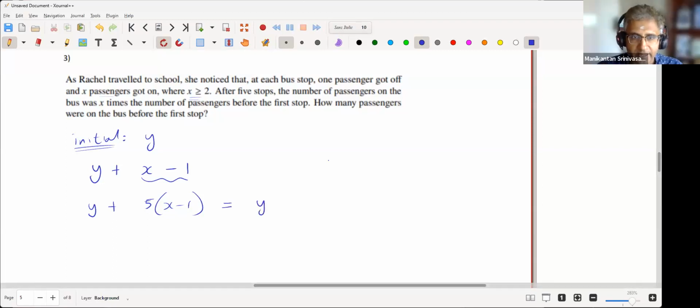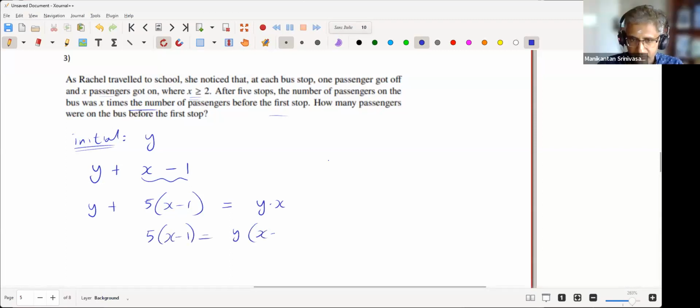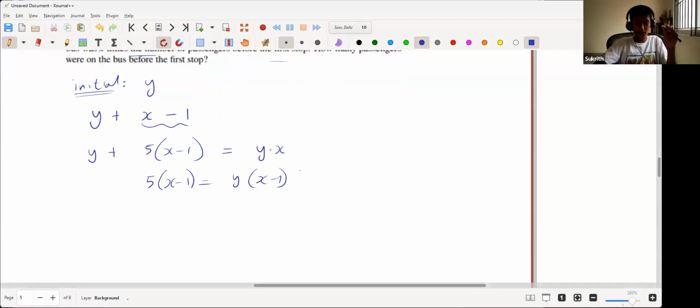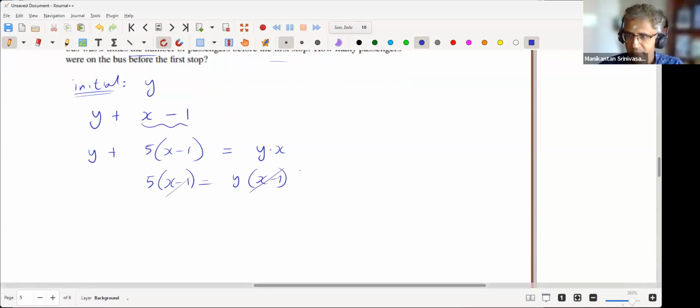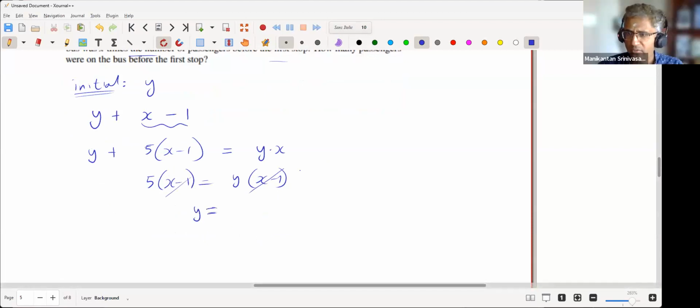YX, correct. Because it's X times the number of people before the first stop. Yeah. And then I wrote yx is equal to y minus 5 plus x because it's the same statement. And then xy minus y is equal to minus 5 plus 5x. And then the X minus 1 gets cancelled. Yeah, so y is equal. Exactly. Probably this is how all of you did it. Vishwita, you did pretty much the same as well. All of you okay on this?